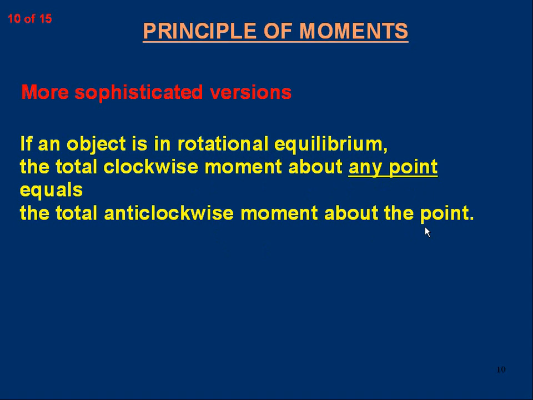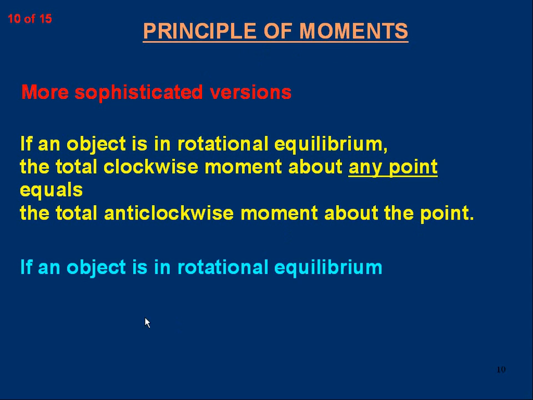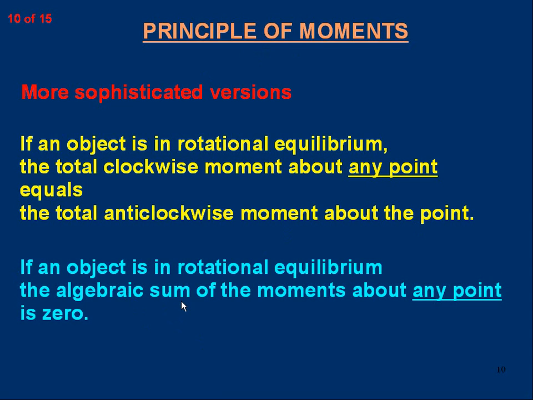So we can say in general that the clockwise moments about any point equals the anti-clockwise moments. It doesn't matter what point we pick. We'll pick a point that's convenient as a rule. I'll give you some examples in a moment. And an even better version of the principle of moments would be to say that if an object is in rotational equilibrium, the algebraic sum of the moments about any point is 0. So the positive values will exactly equal the negative values. The algebraic sum will add up to 0 if it's in rotational equilibrium.